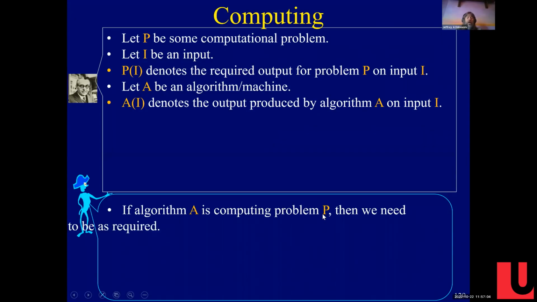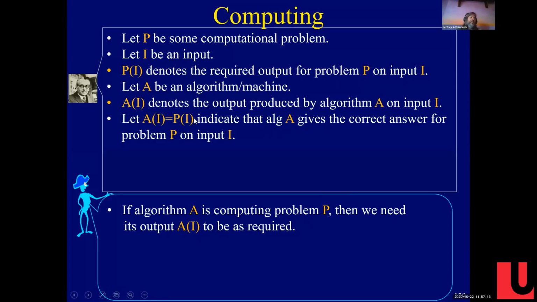All right, so what does it mean for an algorithm to compute, to solve a computational problem? Well, obviously, we need the output of the algorithm on the input to be as required, right? So we write this as this. This says, I have an algorithm, I have a problem, I have an input. What I am saying is that the output of the algorithm on the input is the required output for the computational problem, right? Everybody with us here?